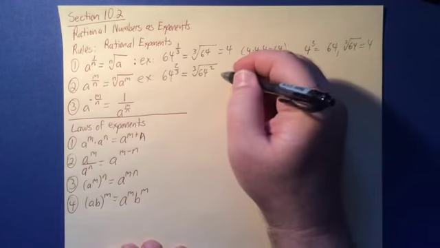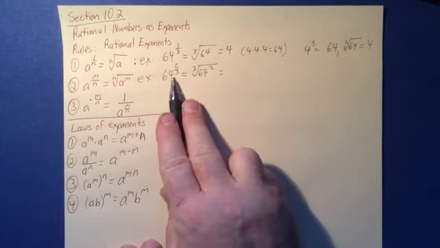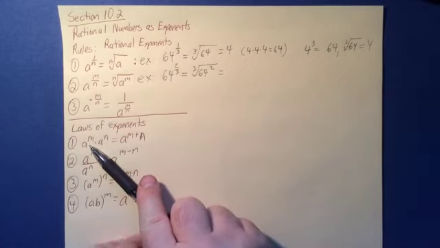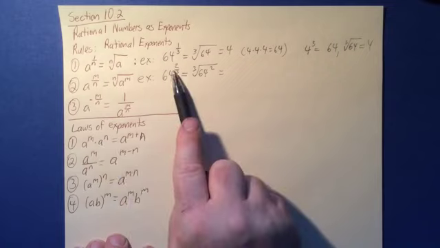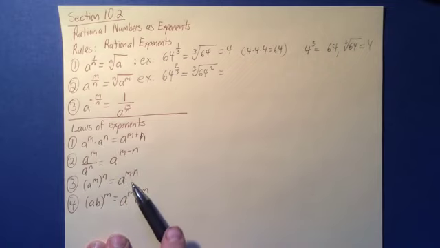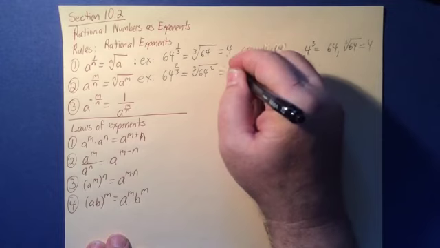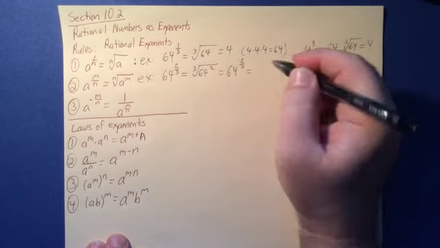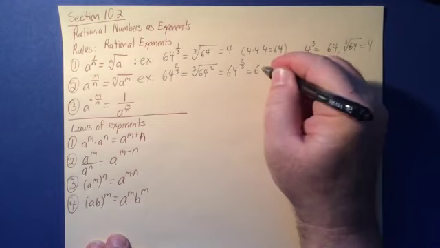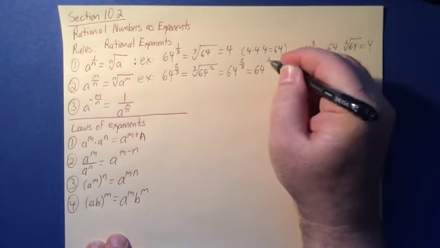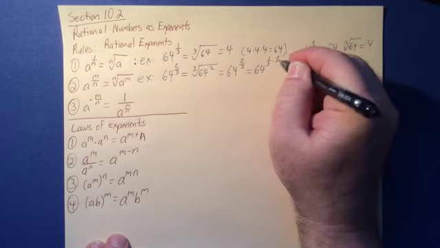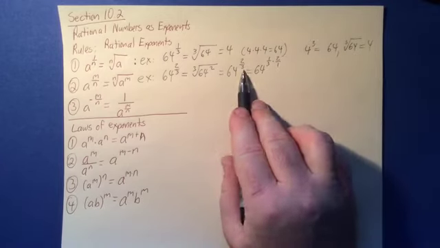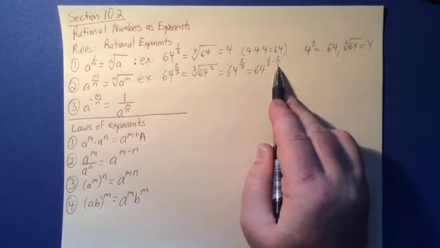So one way that we can express 64 to the 2 over 3 is by using a property down here. Actually, it's going to be this property right here, number 3. I can take 64 to the 2 over 3 and rewrite that now as 64 to the 1/3 times 2 over 1. What I'm doing basically is taking 2 over 3 and rewriting it as 1 over 3 times 2 over 1.